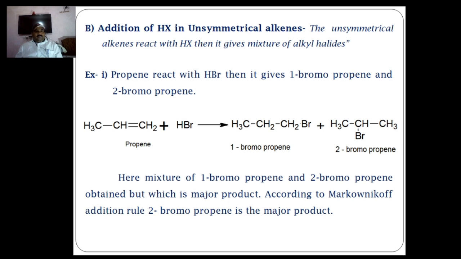Now the reaction adds CH3CH=CH2, which is the structural formula of propene. It would react with HBr and give 1-bromopropane and 2-bromopropane. A mixture of 1-bromopropane and 2-bromopropane is obtained, but which product, 1-bromo or 2-bromo, is the major product?